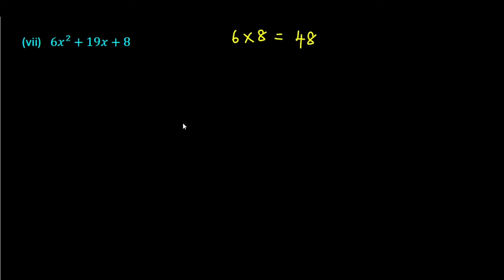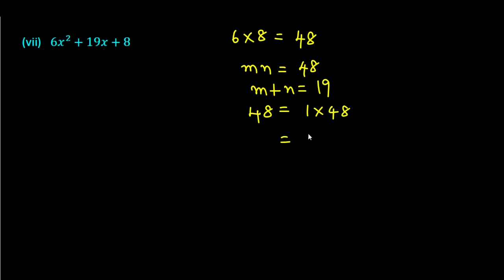6 into 8, it is 48. AC is 48. Now we have to find a pair of factors of 48 whose sum is 19. M plus n is equal to 19. What are the factors of 48? 1 into 48, it is divisible by 2, so 2 into 24. 48 is divisible by 3, 3 into 16. So immediately we can observe that 3 plus 16 is 19. So 3 and 16, this is the right pair of choice.